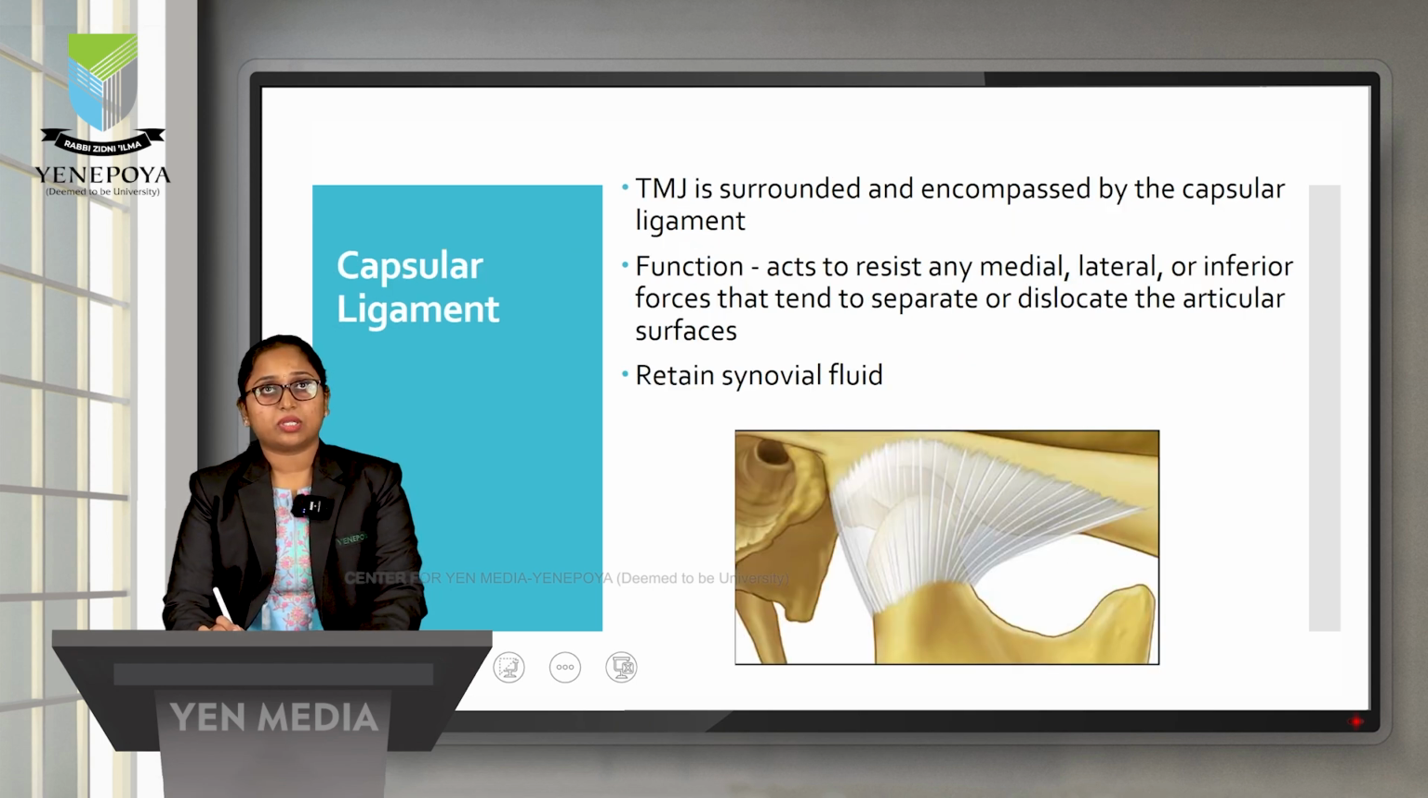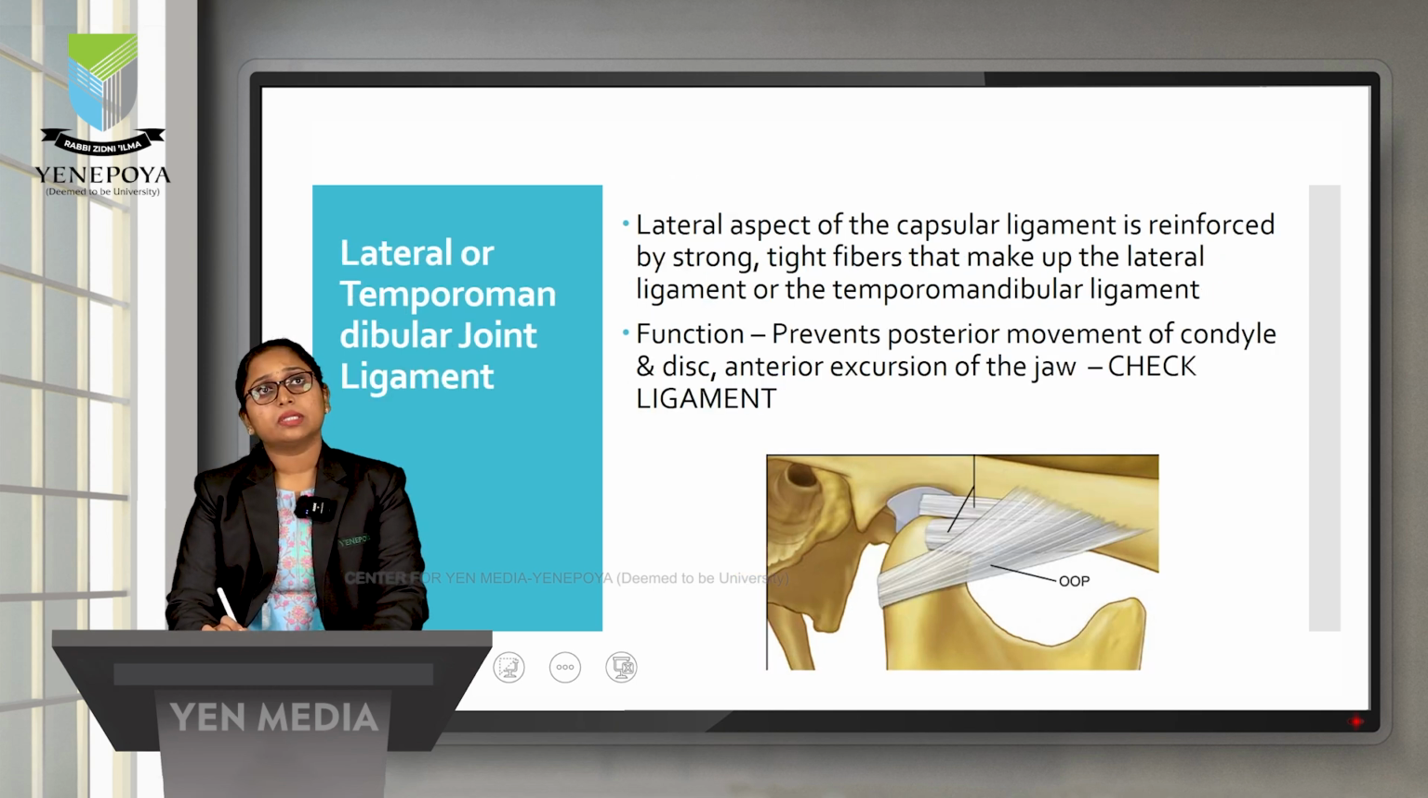Next comes the capsular ligament. The temporomandibular joint is surrounded and encompassed by this capsular ligament. The function of the capsular ligament is to resist any medial, lateral or inferior forces that tend to separate the condyle from the temporomandibular fossa or glenoid fossa, and also to retain the synovial fluid.